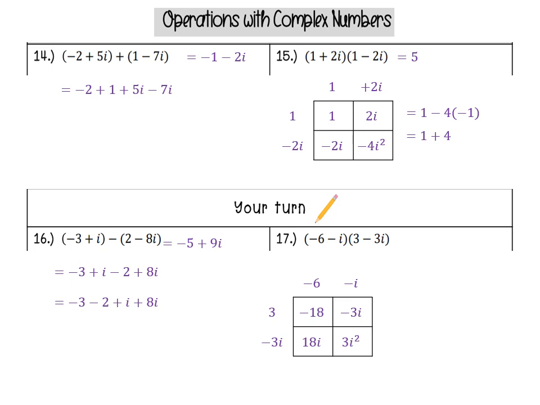Simplifying, the 18i and negative 3i are like terms, so that's going to get us 15i. So negative 18 plus 15i plus 3 times negative 1, because that's what i squared happens to be. That ends up simplifying to negative 18 minus 3 plus 15i. So negative 18 minus 3 is negative 21. So that simplifies just to negative 21 plus 15i.